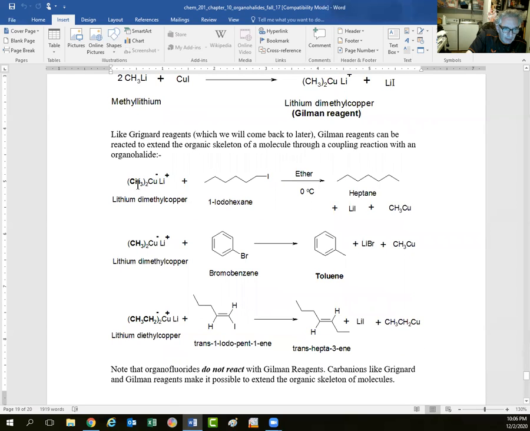The alkane here, the dimethyl group, has carbon anion character because it's more electronegative than either the copper or the lithium. So it uses those electrons in the bond to attack the carbon to iodine carbon, which is electrophilic because the electrons are being drawn away by the more electronegative iodine. It's basically an SN2 substitution reaction. The alkane comes in, the halogen atom pops off. We can extend the carbon backbone, turning hexane into heptane. Benzene turned into toluene. Pent-1-ene turned into hept-3-ene.